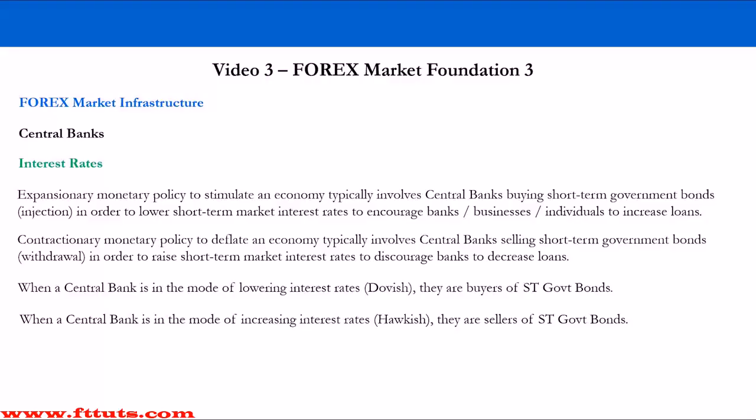I guess the best way to do this is just go through an example. Let's look at expansionary monetary policy. So a central bank trying to stimulate an economy. That would actually involve a central bank going into the interbank market and buying short-term government bonds off the banks themselves. And that's an injection. And the idea from the central bank is that this will increase bond prices and lower short-term market interest rates. And that will basically encourage the banks to lend to each other and increase liquidity between the banks, encourage them to lend to businesses and encourage them to lend more to individuals. So increasing loans to businesses and individuals.